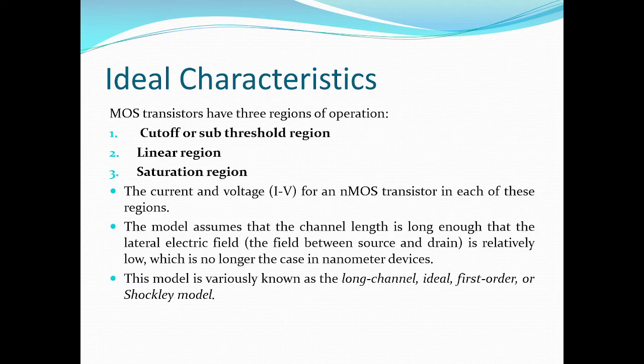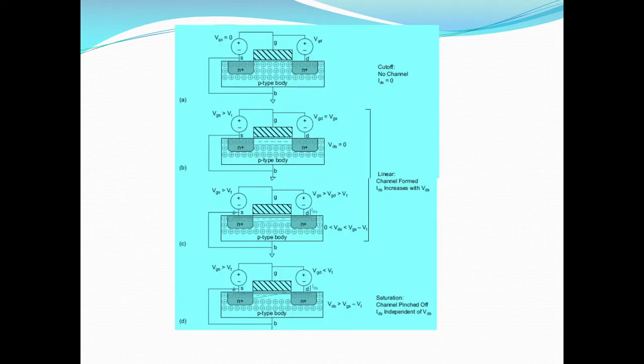The main point of this ideal model is that it assumes the channel length is long enough that the lateral electric field, that is the field between the source and the drain, is relatively low. Because of the long channel, the field is low, which is no longer the case in nanometer devices. This model is variously known as the long channel, ideal, first order, or Shockley model. So these are the three regions we are going to discuss.